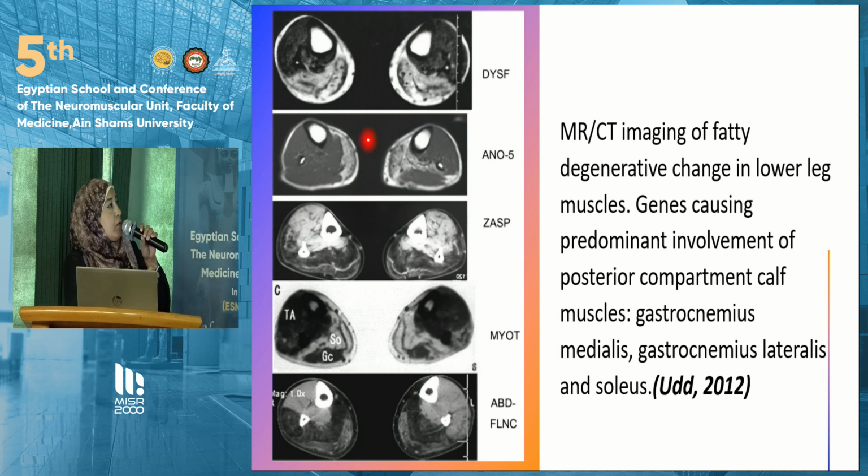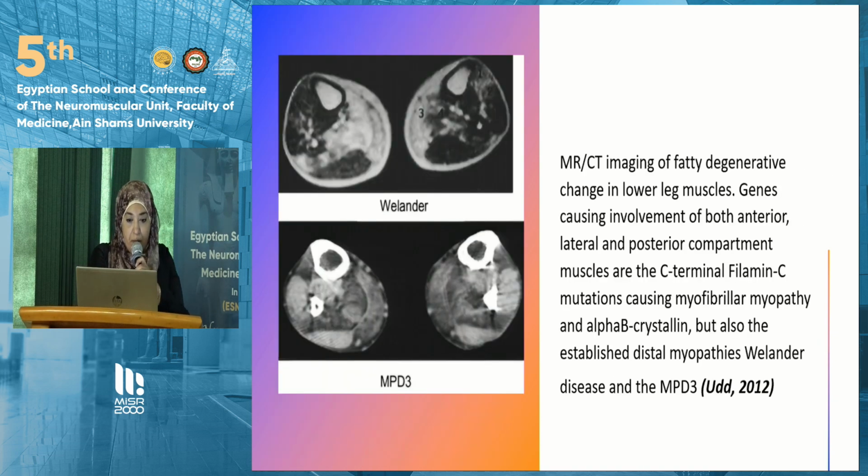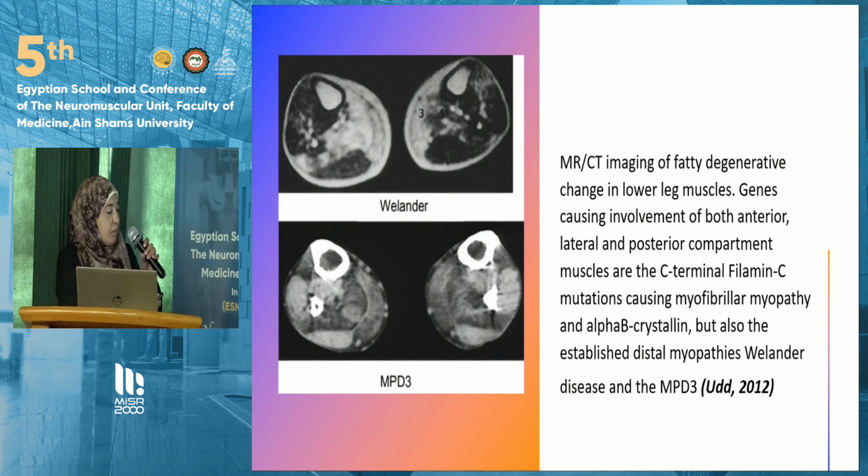Here is the patient with dysferlinopathy, ANO5, myotilinopathy, and FLNC. The patient above has Welander distal myopathy, which shows fatty degenerative changes of the lower leg muscles.